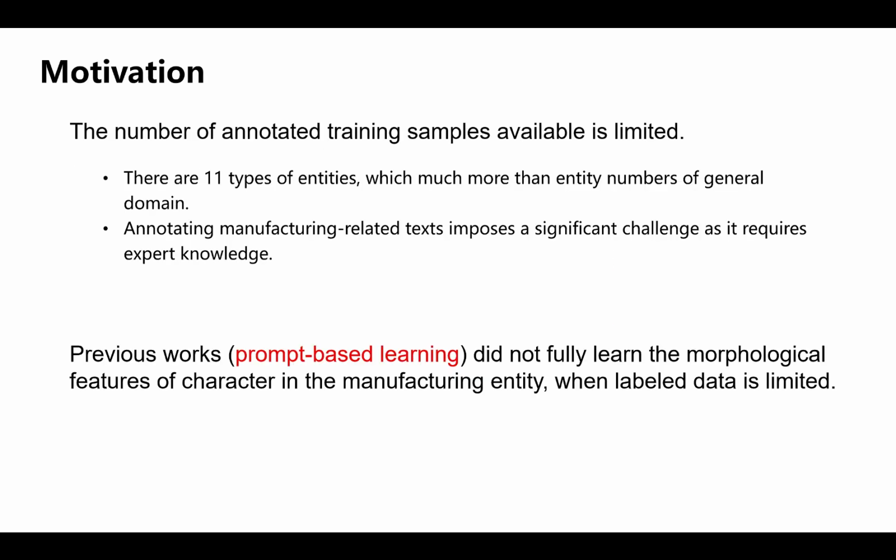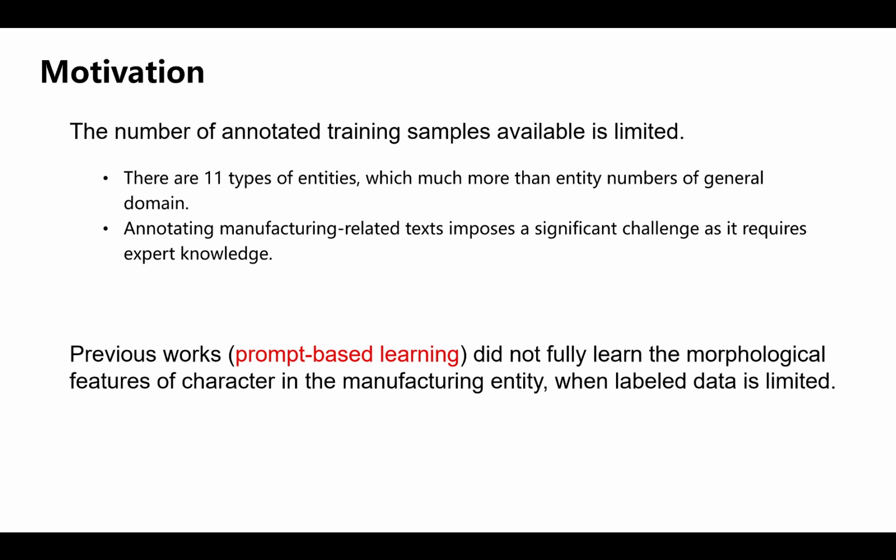Diving into the actual production of the paper, we start with the motivation. Two main characteristics of manufacturing-related texts result in a limited number of annotated samples available for training. First, there are 11 types of entities, which is much more than the number of entity types in the general domain. Therefore, there are fewer entities of each type compared to the general domain in datasets with the same number of sentences. Second, the annotation of manufacturing-related text imposes a significant challenge as it requires expert knowledge.